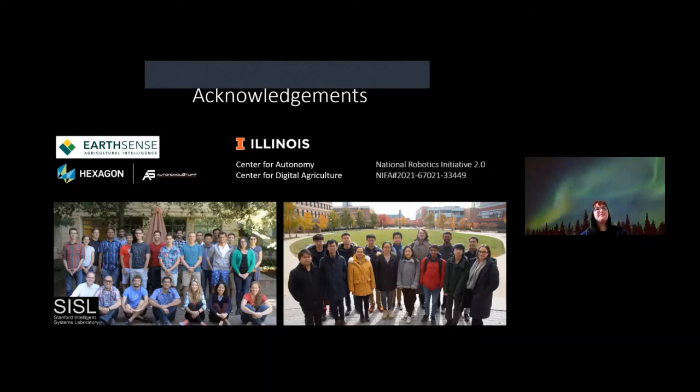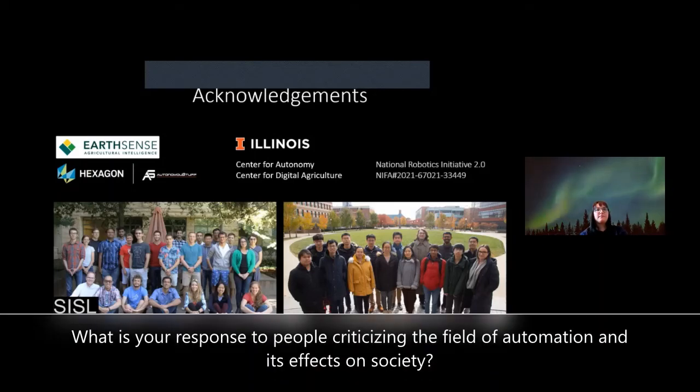Kind of going off of that, for people who criticize this field or say that furthering automation like this is a negative thing for society, how would you combat that?